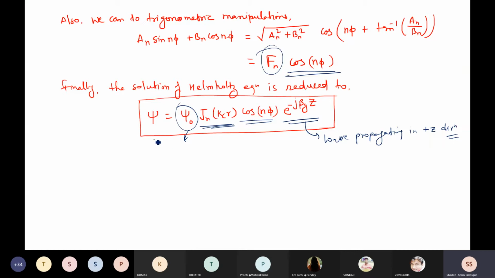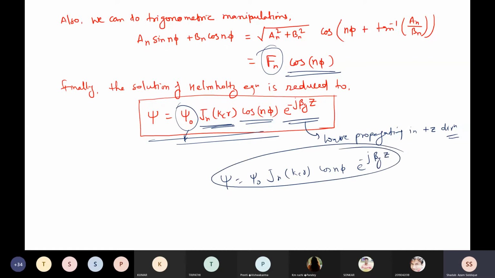So we have got the solution of the Helmholtz equation, which comes out to be psi equal to psi naught Jn(kc r) cos n phi, you should remember this one, e to the power minus j beta g z. This is the solution of the wave equation in cylindrical coordinates.